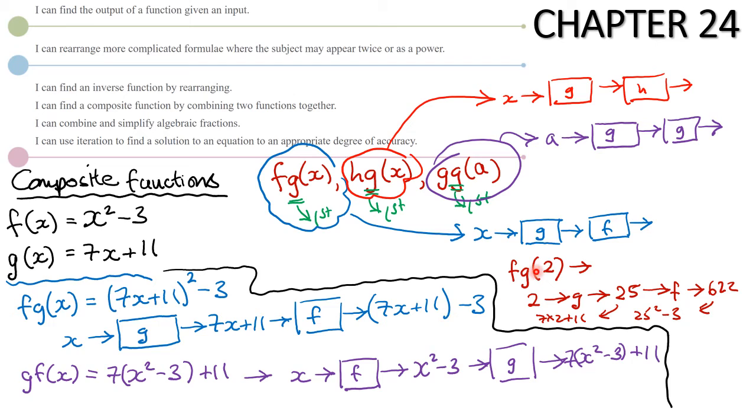So if the input is a number, you don't need to work out all of this. All you do is put the number into the first function, which we did, and out pops 25. Then 25 goes into the second function, which we did, and we got 622 as our final answer. So on a question like this, 622 would be your final answer.